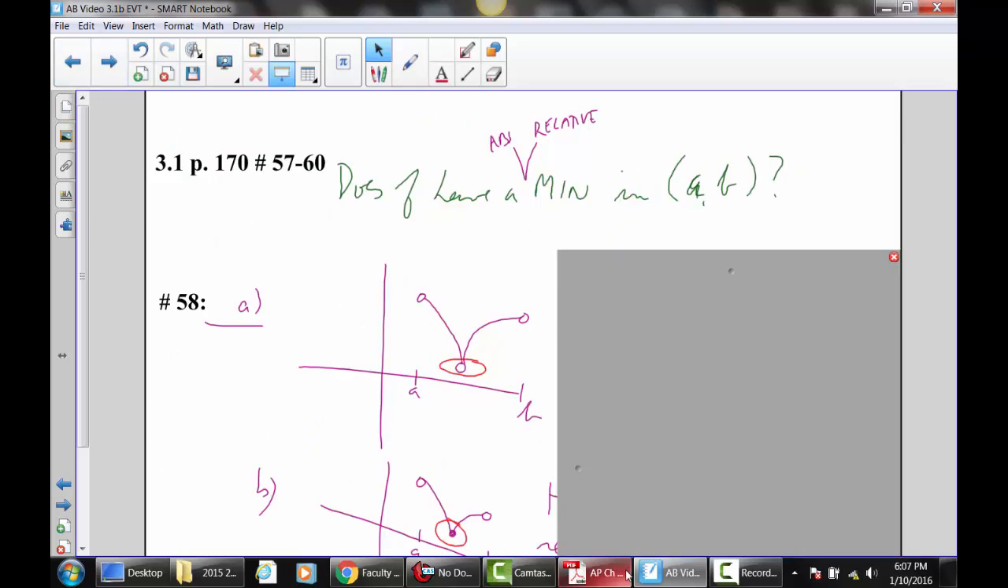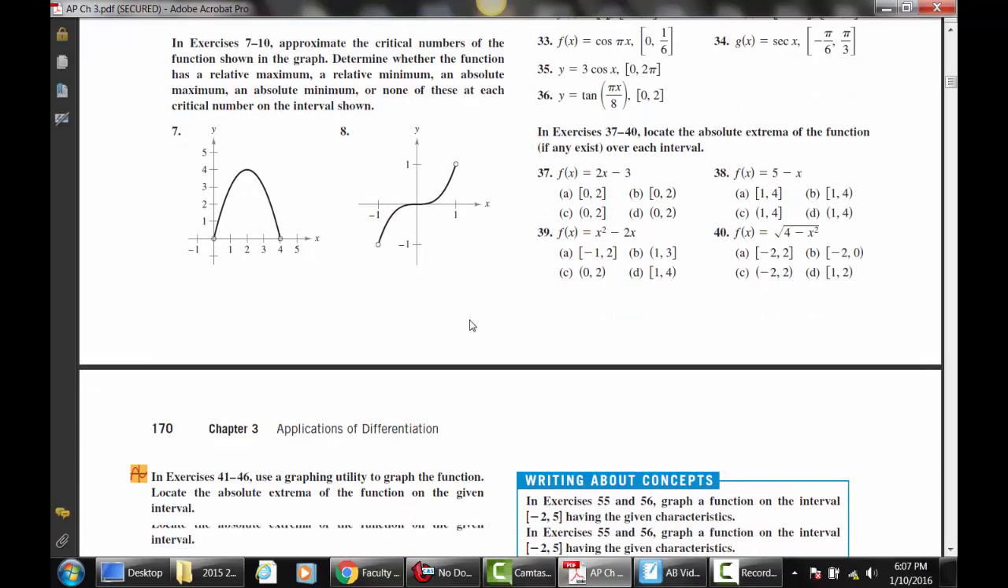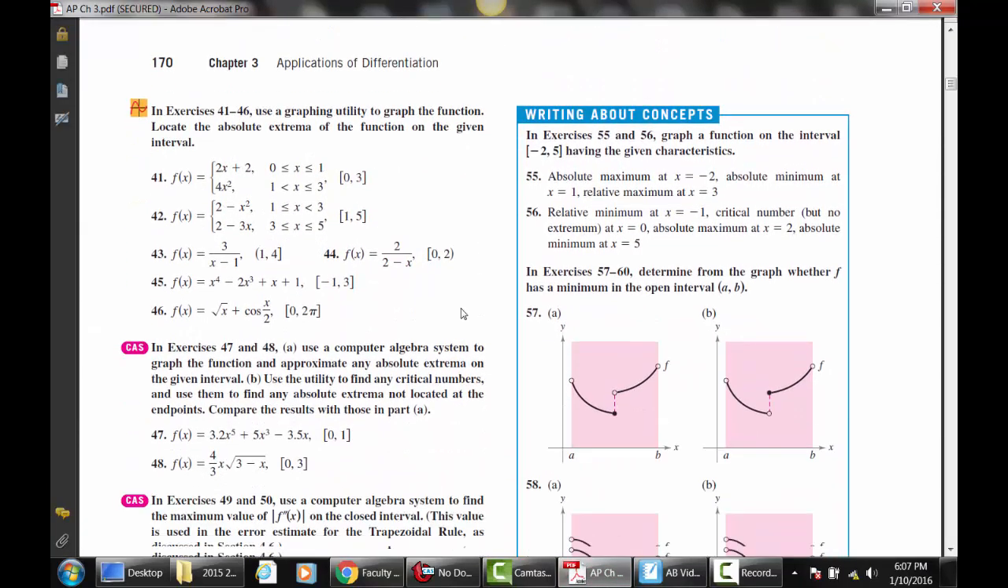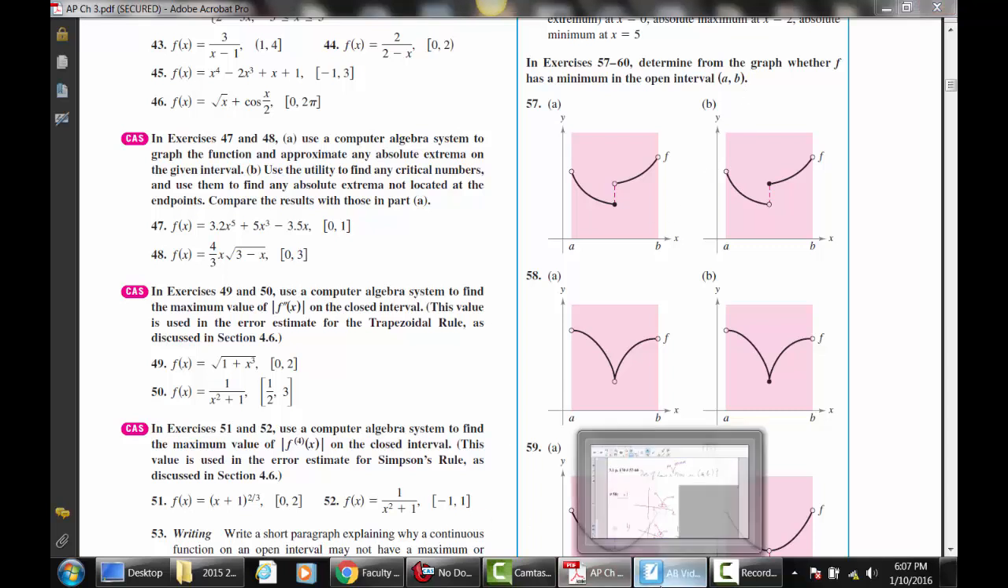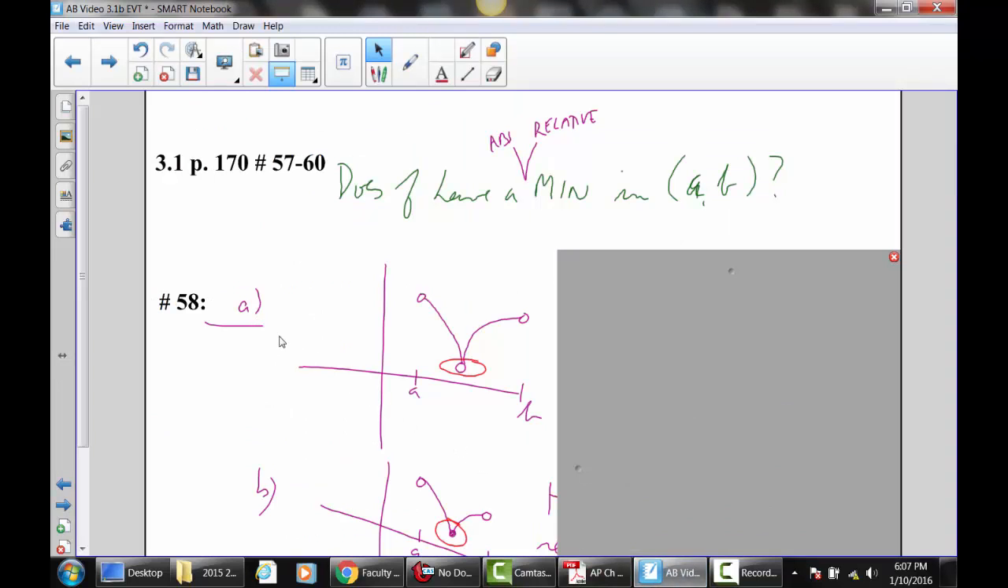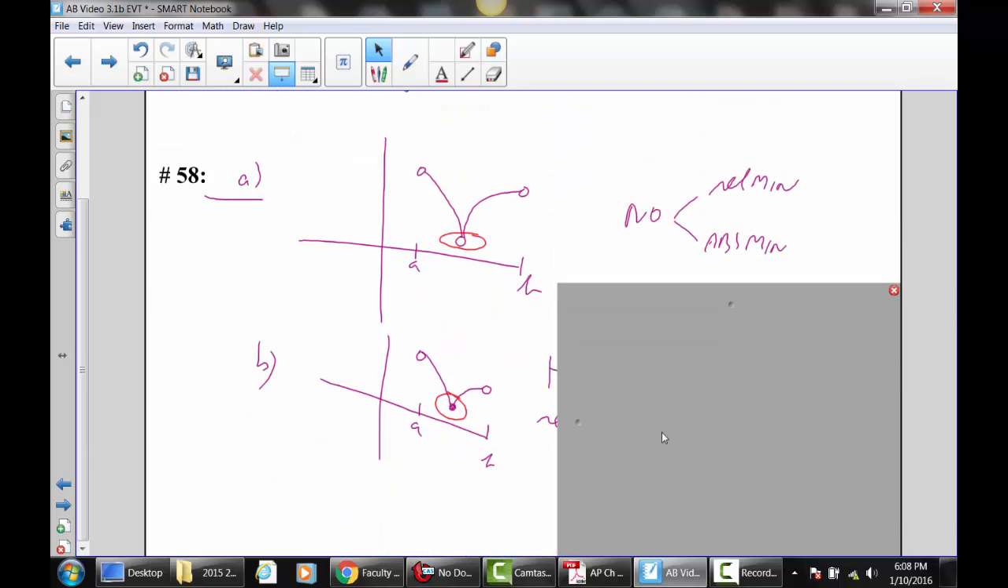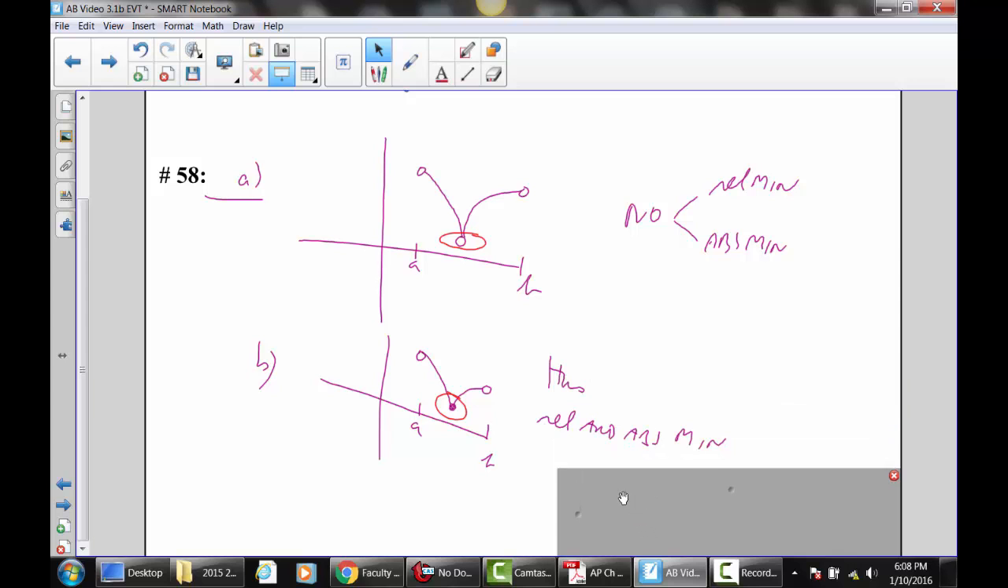Okay, in 57 through 60, it says determine from the graph whether the function has a minimum in the open interval from A to B. Okay, does it have a minimum point? So again, it's going to depend on the graph itself and the filled in or empty dots. So if we look at 58A, the lowest point on the graph would have been this one, but there's no point there. Here, the lowest point is there, so yes, it has a relative minimum, and that also is an absolute minimum.